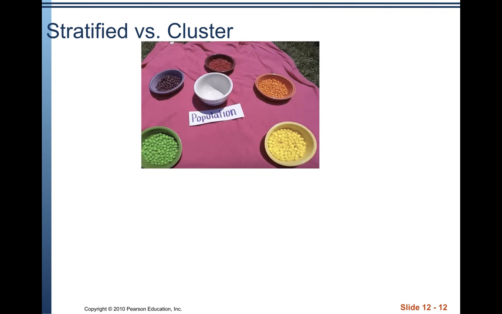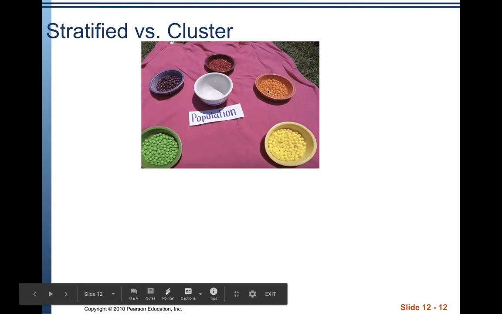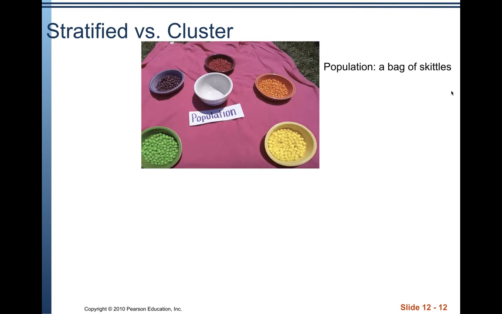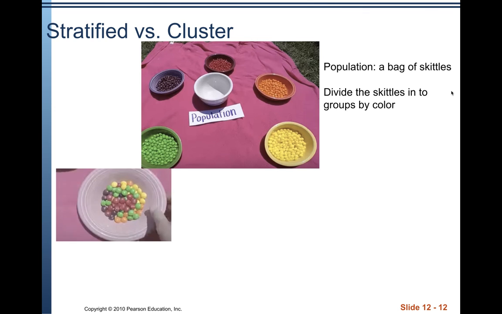Here the population is a gigantic bag of Skittles, and to divide it up into groups, they divided up the Skittles by color. So instead of having classrooms, we divided the Skittles by color: green, yellow, orange, and so on and so forth. So our population is a bag of Skittles. I divide the Skittles into groups by color.